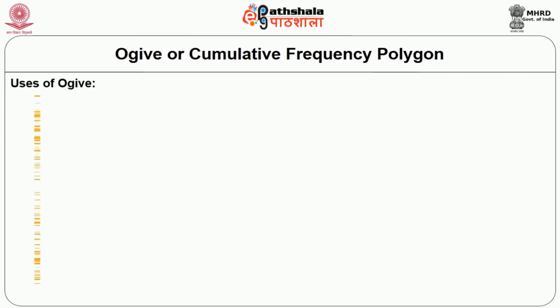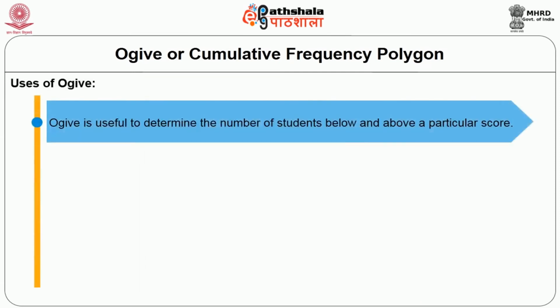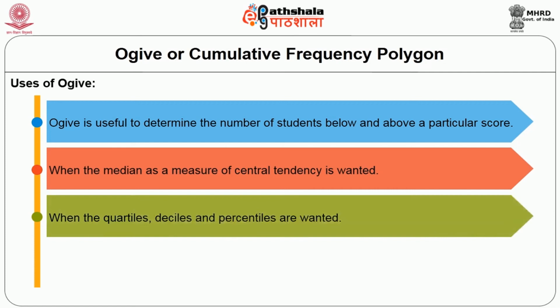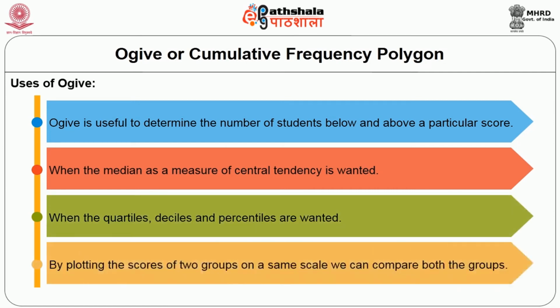Uses of ogive. Ogive is useful to determine the number of students below and above a particular score. It is used when the median as a measure of central tendency is wanted, when the quartiles, deciles and percentiles are wanted, and by plotting the scores of two groups on a small scale, we can compare both the groups.